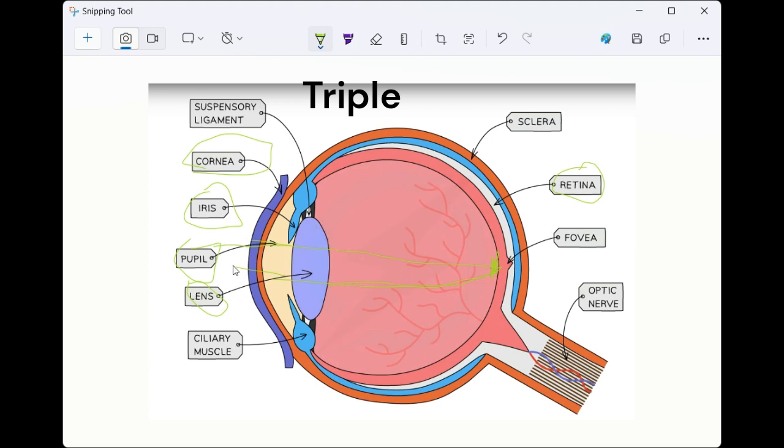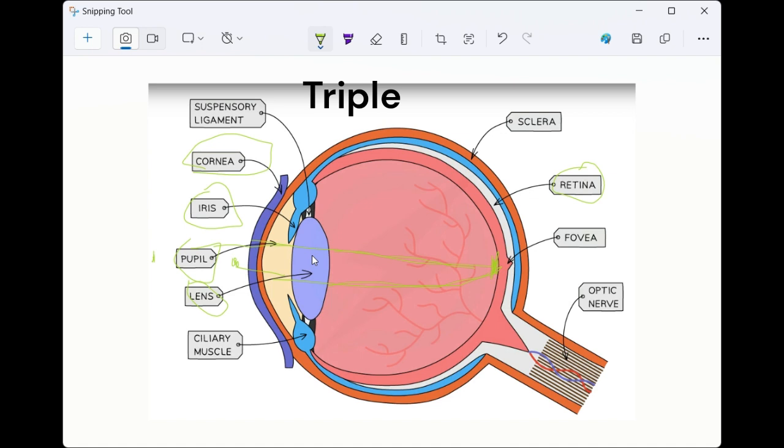If an object is really close, then your lens will get thicker to try to bend the light even more. For example, if you had an object right here, the lens will get thicker and bend the light harder. If an object is really far away, your lens will get thinner and refract it less. So if it's really close, it should get thicker and refract more. But if the object is really far away, your lens will be thinner and refract it less.